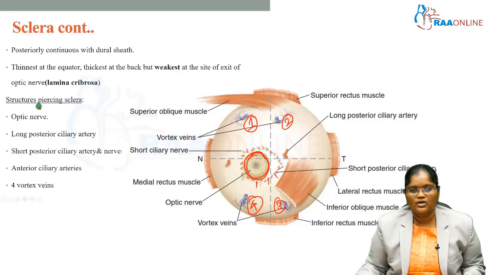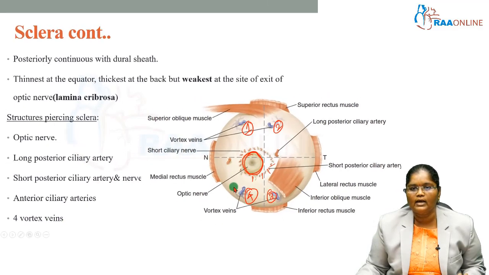So these are the structures piercing the sclera. They are the optic nerve, long posterior ciliary artery, short posterior ciliary artery and nerve. This is the short posterior ciliary artery, and the yellow colored structure is the short ciliary nerve, and 4 vortex veins from each quadrant of the eyeball.